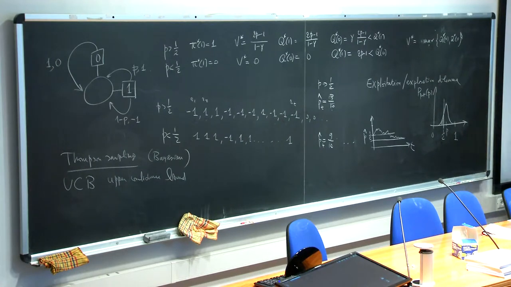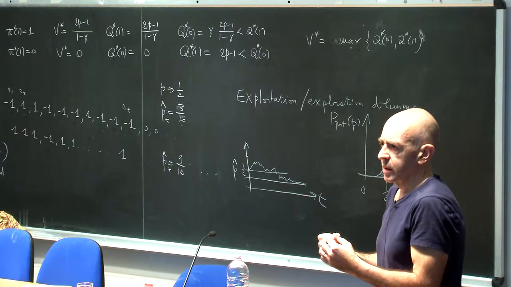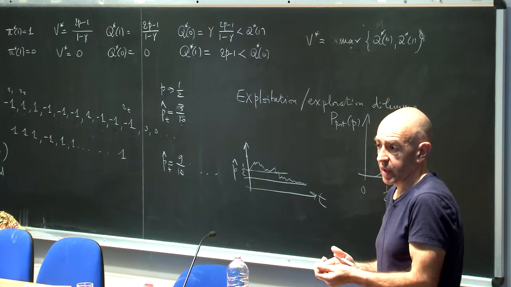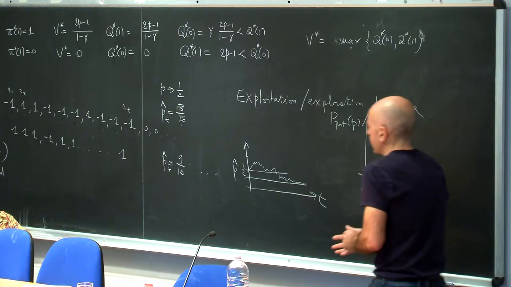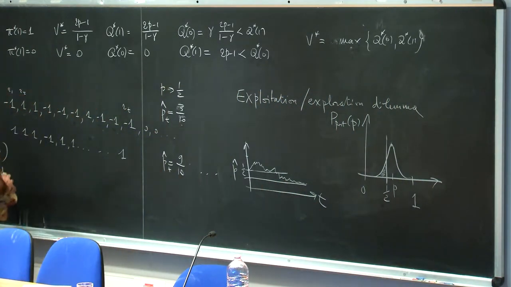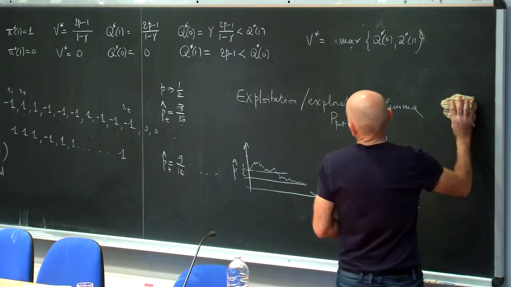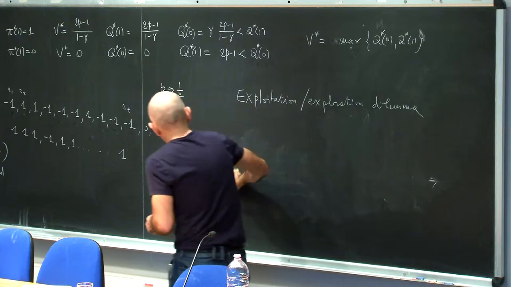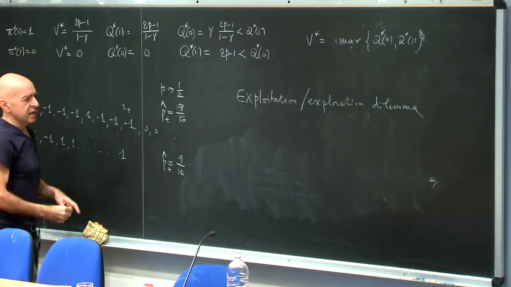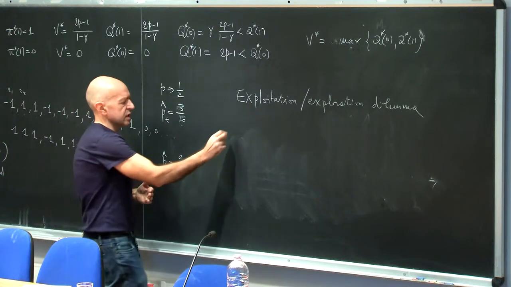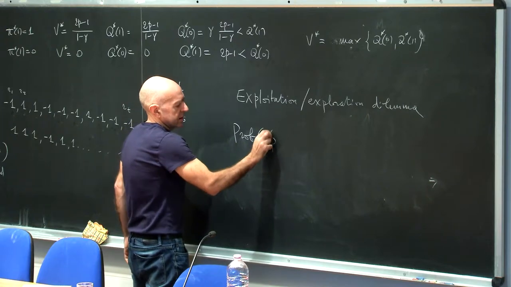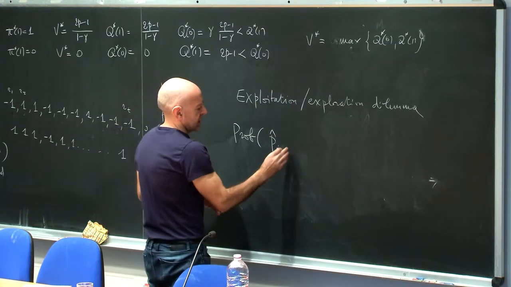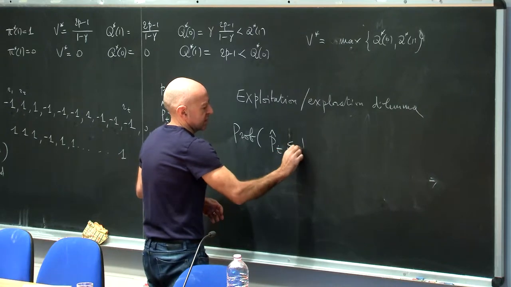Can we get from this very simple example an idea of how we should reduce exploration as we increase the number of trials? Actually, it's a very simple estimate that one can do in this case. Let's ask the following question. It seems to us that a key ingredient is to estimate what is the probability that my estimate of this unknown parameter after t trials is less than 1/2.